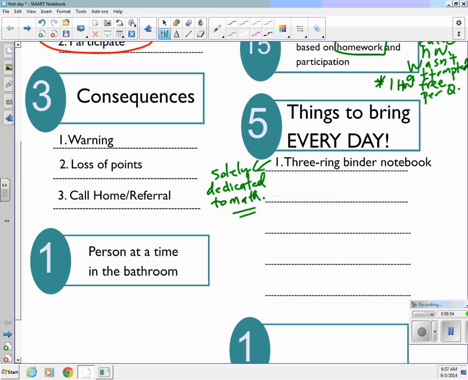I'm going to be giving you worksheets every day that guide us through our lessons. They're going to be three hole punched. All right. You're going to put them in your notebook, and that's the end of it. And it needs to be solely for math.